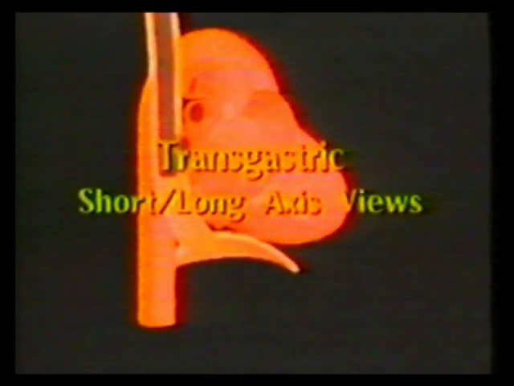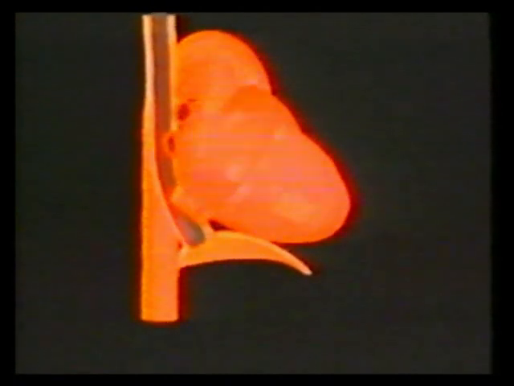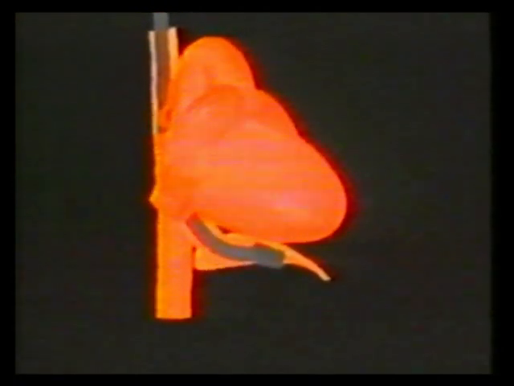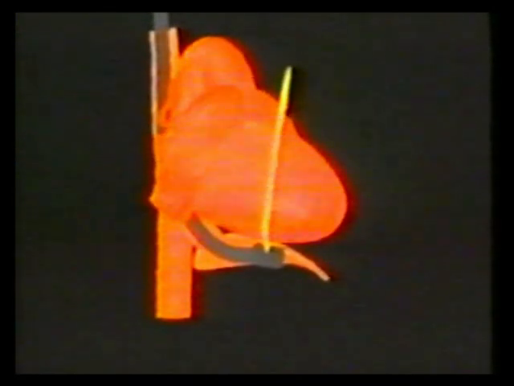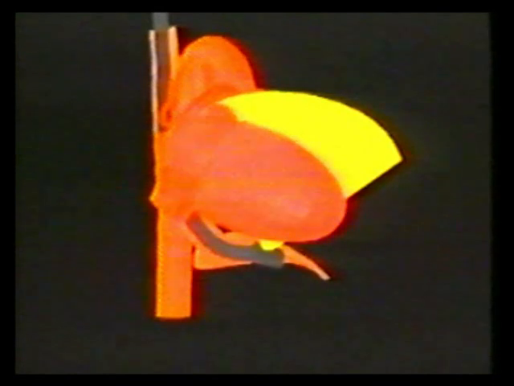The next animation segment illustrates the technique of transgastric imaging from short and long axis projections. The scope is advanced to approximately 40 centimeters from the incisors, anteflexed into the fundus of the stomach. Short axis views can be obtained in a bread loafing fashion by progressive anteflexion and retroflexion. Longitudinal views can also be obtained from the transgastric position.